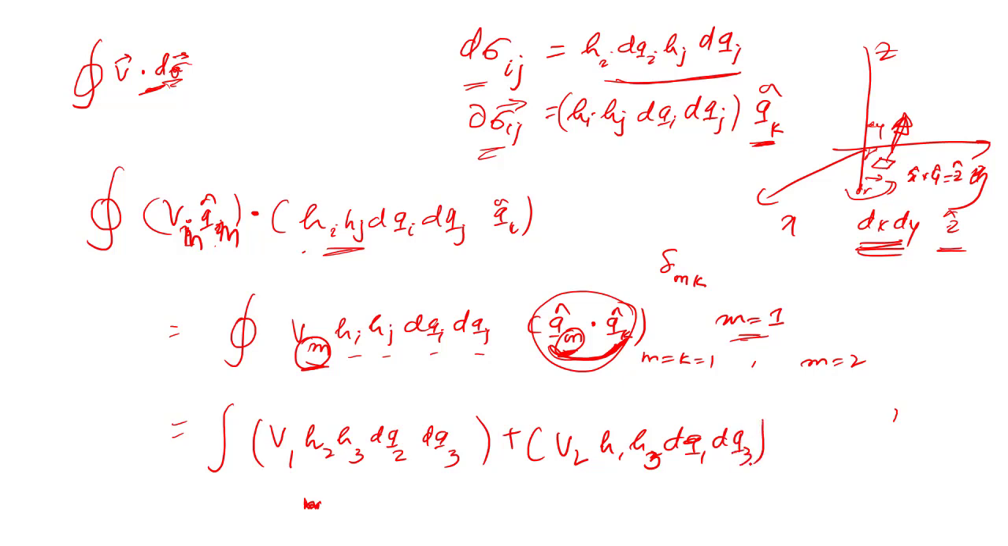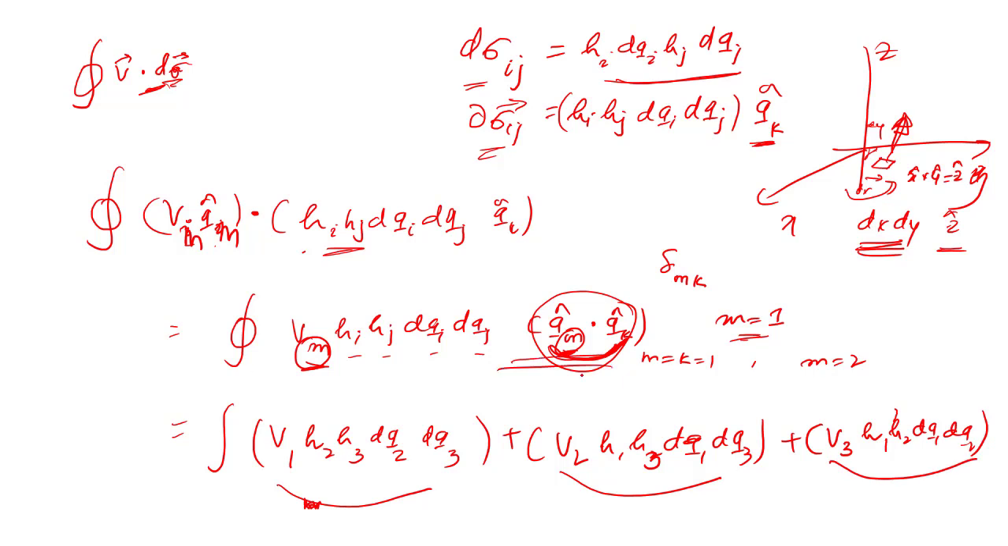And then similarly for the third component, I would have V3, H1, H2, DQ1, DQ2, right? So that's how I would get this entire term. So if I want to do the surface integral, I evaluate these integrals. Now we have taken the vectors out of them, so we just simply have this.